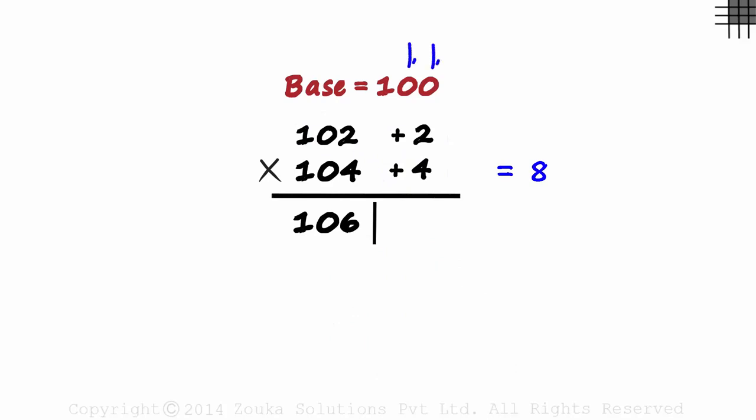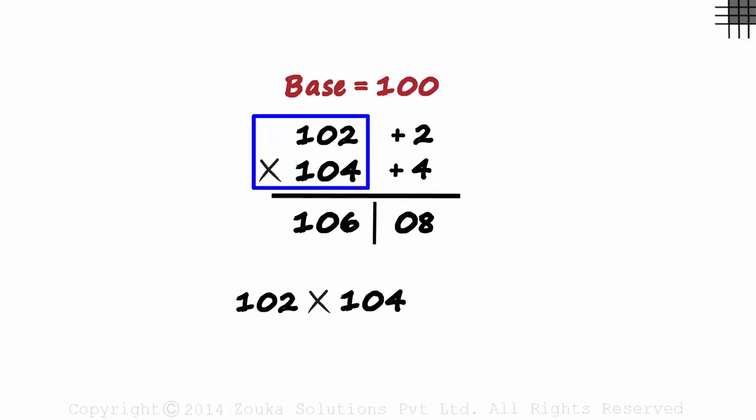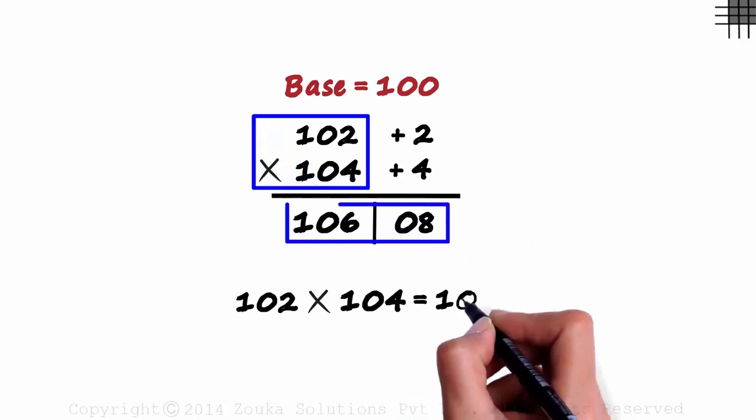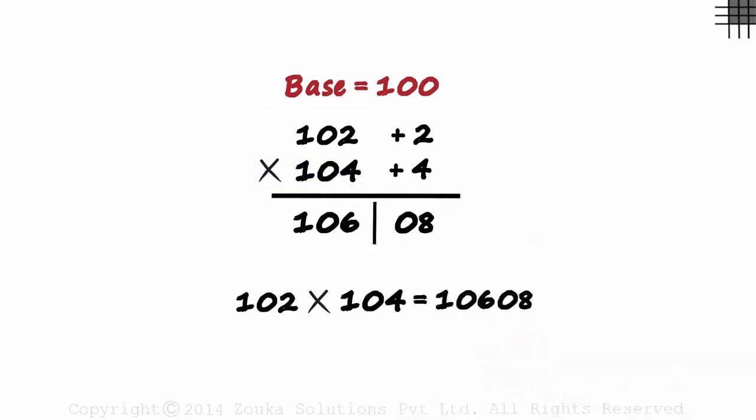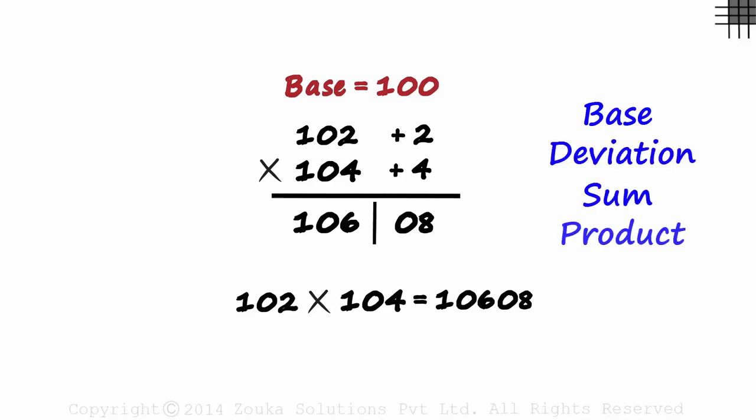But wait, as there are 2 zeros in the base, the number of digits on the right will be 2. So we write 08 and not 8. 102 times 104 will equal 10,608. You have to realize how simple this technique is. Just 4 simple steps. Base, deviations, sum and product.